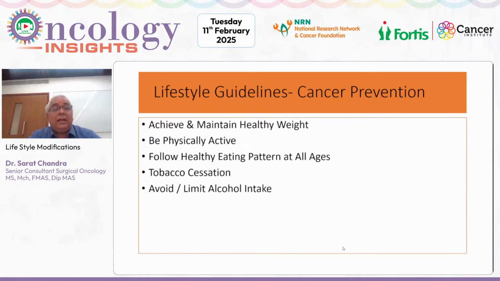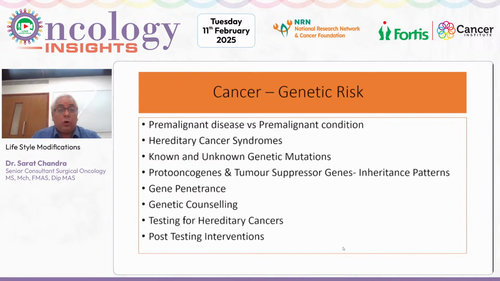So, lifestyle guidelines which can help us in preventing cancer, all of us have already discussed: to achieve and maintain a normal healthy weight, be physically active, follow a healthy eating pattern at all ages. One should not feel that one is very young and can deviate. Ultimately we have to live long. So tobacco cessation, and avoid or limit alcohol intake.